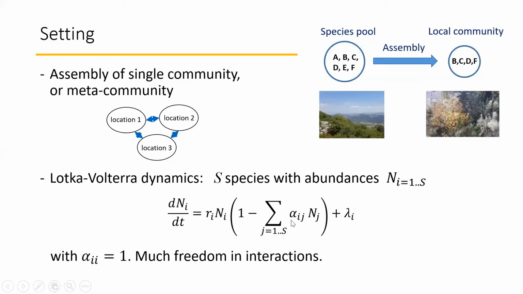The most important thing for us is this coupling term alpha ij, which is a matrix of S by S. And here, a technical note: I'm taking the abundances divided by the carrying capacities so that the diagonal of the matrix is ones. But other than that, there's a lot of freedom in the interactions. If we have, say, 50 species, we have over 2,000 numbers in this matrix of interactions. There's a lot there. And that will be an important part of what I will be talking about.